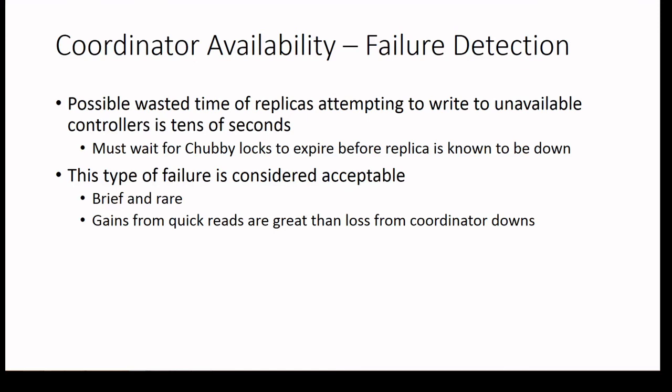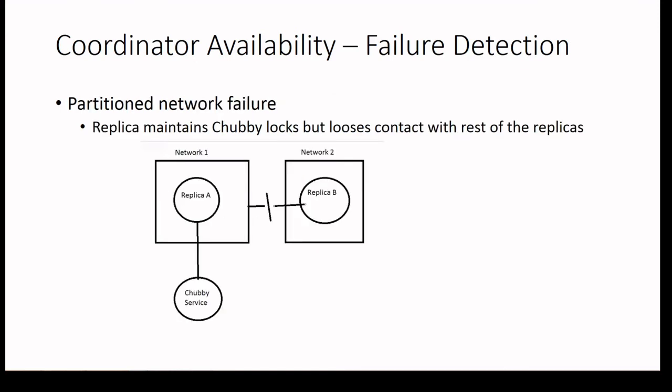Now, there are other types of network failures that cause great amounts of consternation and require a fair bit of manual work to overcome. That's what's known as a partitioned network failure. That's where you've got these two replicas. You've got network 1, which contains, amongst others, replica A, and network 2, which contains, amongst others, replica B. Now, you can think of these two networks as being two different data centers. You somehow lose network connectivity between data centers, but replica A still maintains connection to the Chubby service.